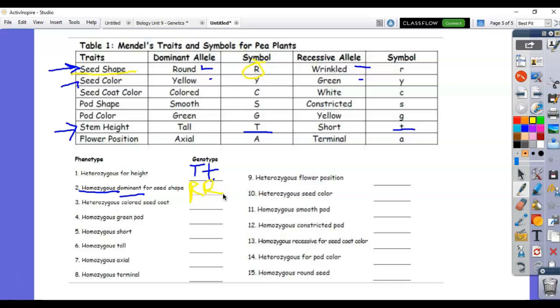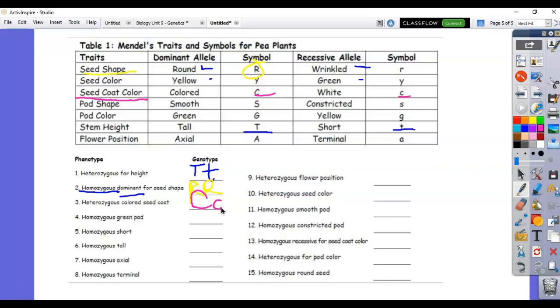All right. Let's do the next one. Heterozygous colored seed coat. So heterozygous, does that mean two of the same or two different? So heterozygous means two different. So we're going to go ahead and go up to seed coat. Okay, we need two different letters. So it's got to be a capital and a lowercase. So this should be big C and a little c.